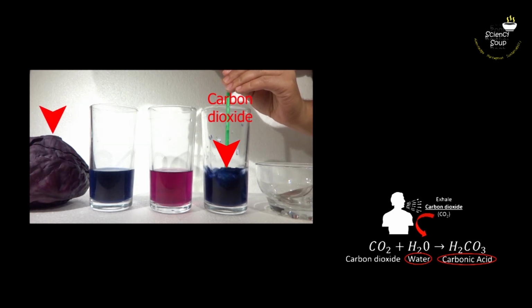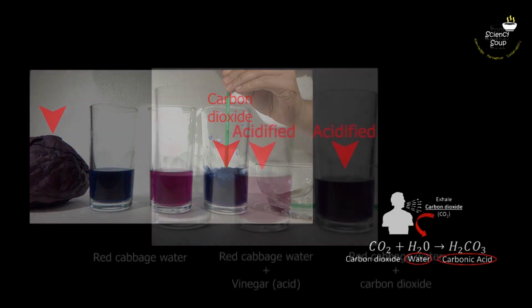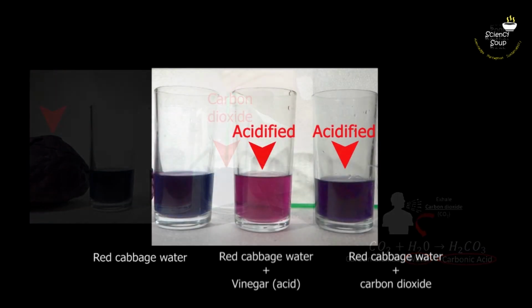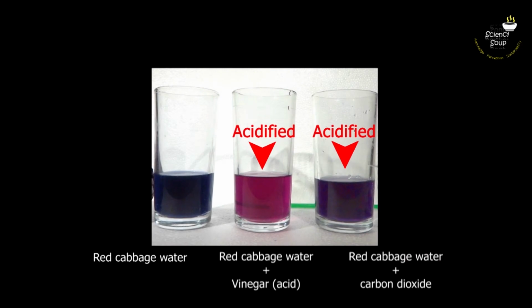We used red cabbage here because it has a chemical that changes color when mixed with an acid. The blown out carbon dioxide, when interacted with cabbage water, turned into carbonic acid, and the cabbage water changed its color. The experiment shows how carbon dioxide acidifies water.